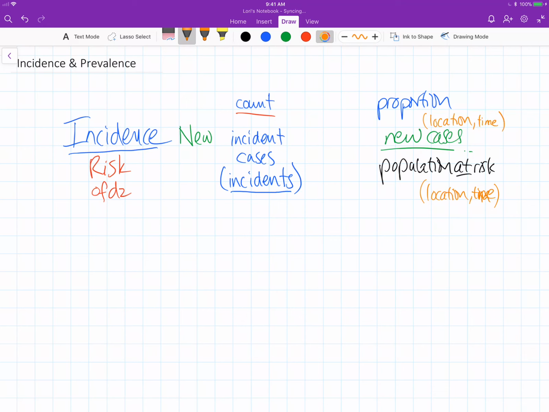I can spell it. So here we have, for a proportion, of all of those who are at risk. Remember, for a proportion, the numerator needs to come from the denominator. The new cases come from the population at risk. If a person is not at risk of becoming one of those cases, then they don't belong in the denominator for a proportion. So new cases divided by population at risk for a specific location and time.